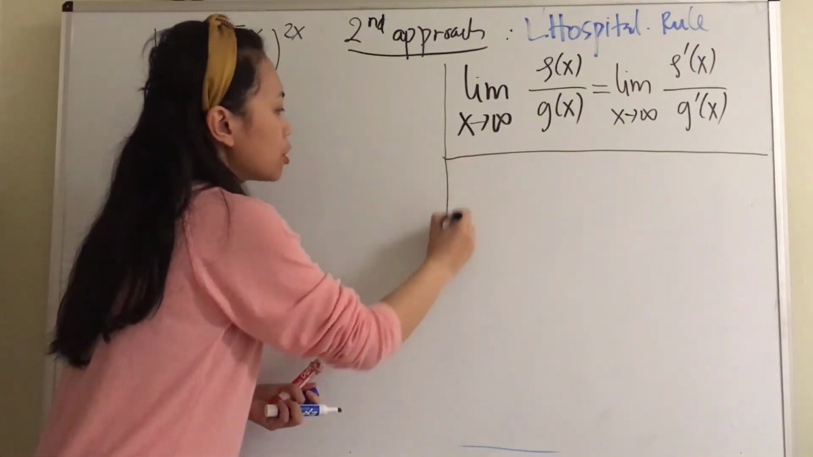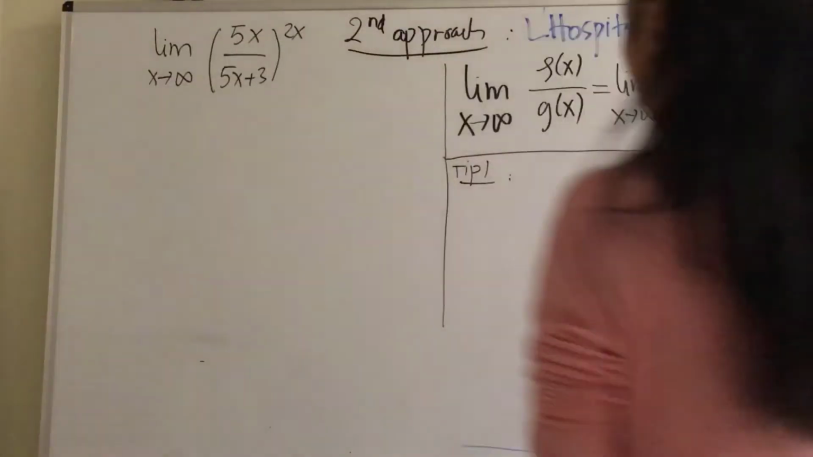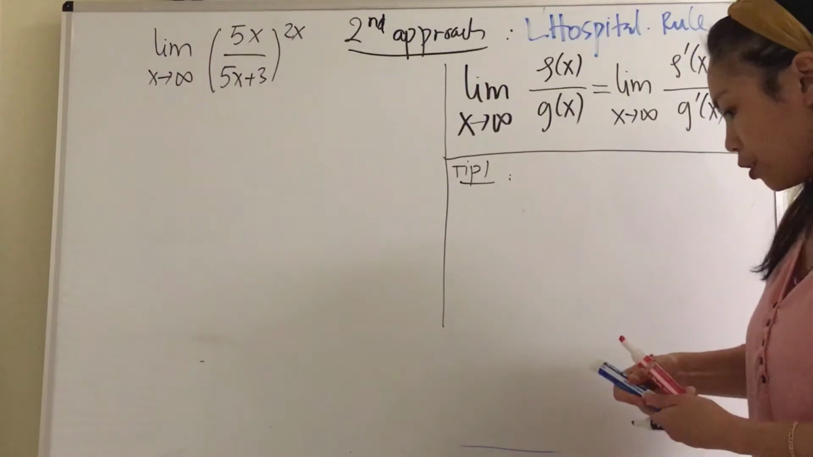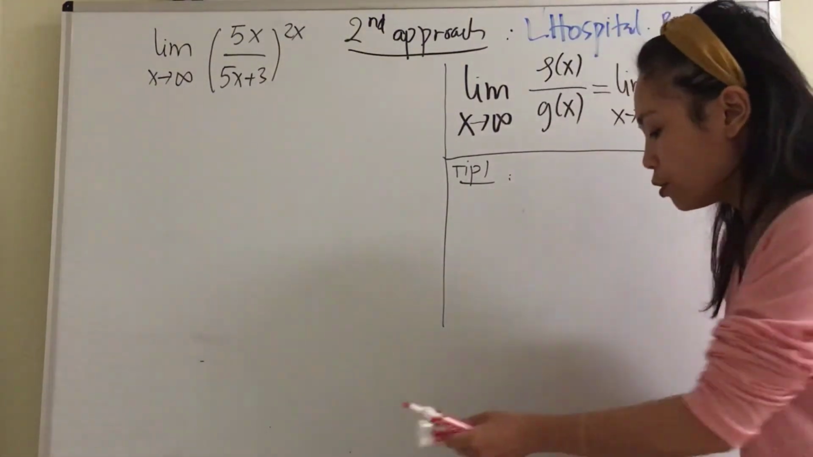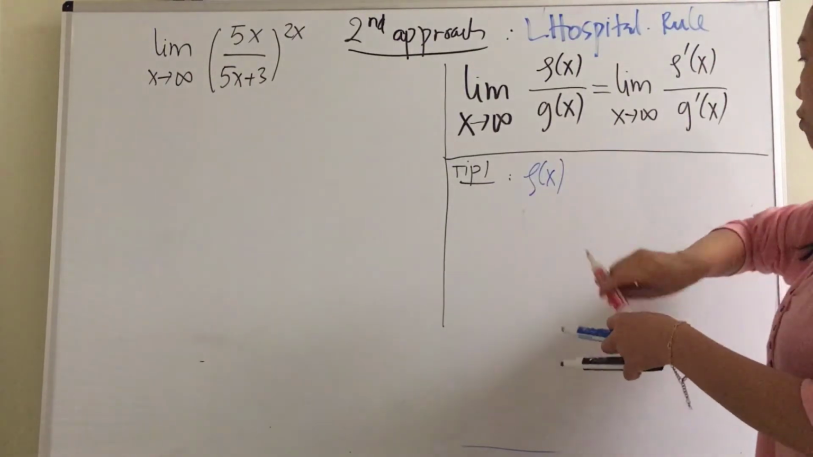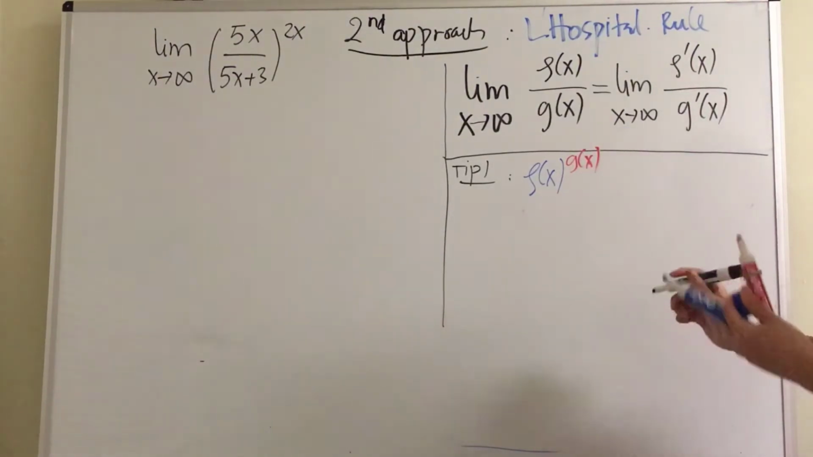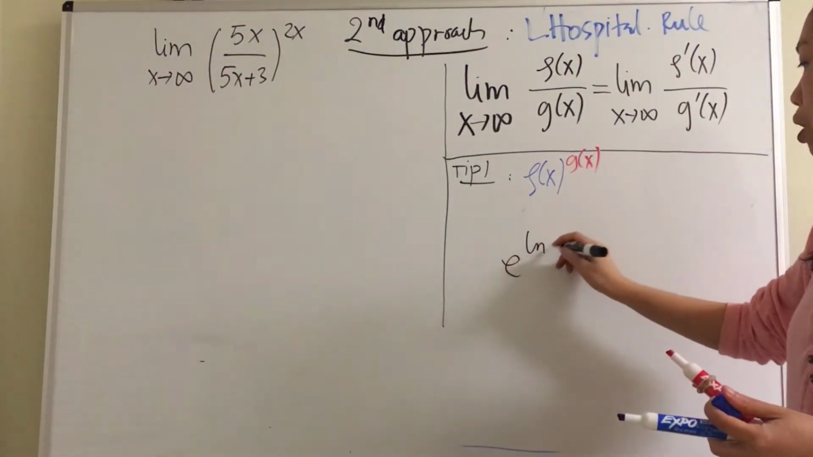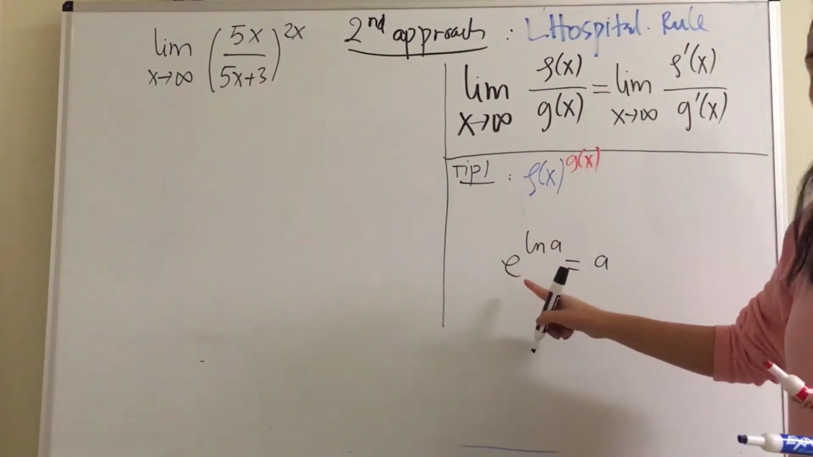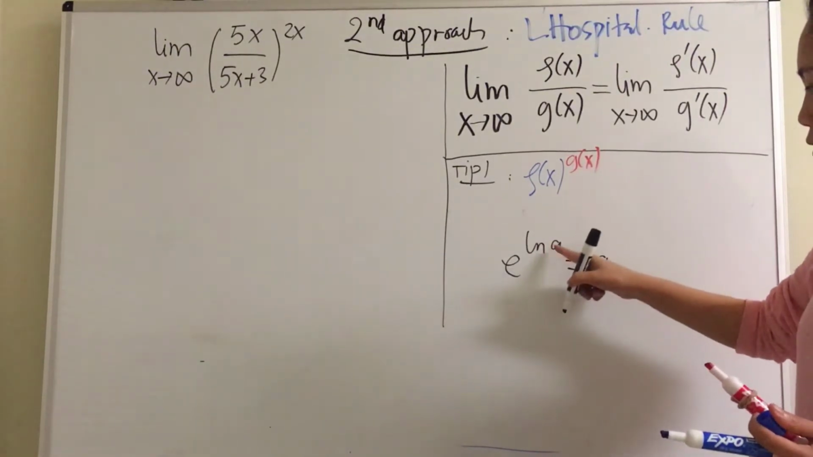So here I'm gonna use a couple tips. The first tip: if you have the function f of x raised to the g of x, you can use, remember that e to the natural log of a is equal to a, right? Because e is exponents with base e and natural log with base e. These two are the inverses. So e to the natural log of a is a.